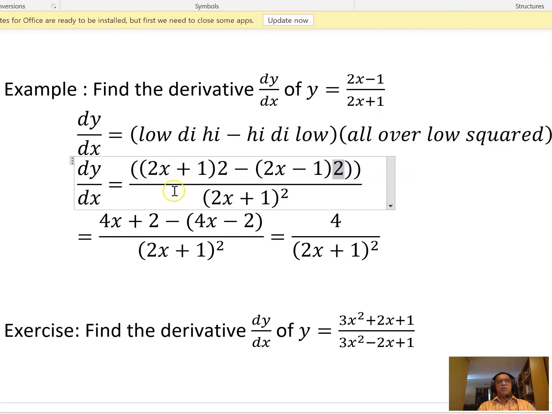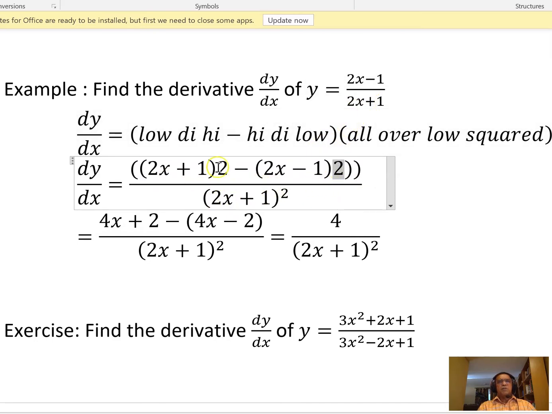So you put a big fraction, and at the bottom you put low squared. Without differentiating, just take the low and square it. So 2x plus 1 squared. Let me repeat that. Low 2x plus 1, derivative of the high minus high 2x minus 1, derivative of the low, which is 2, all over low, which is 2x plus 1 squared.